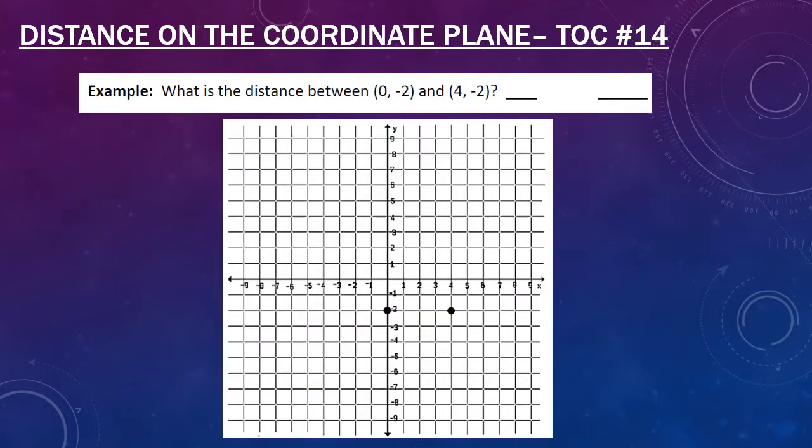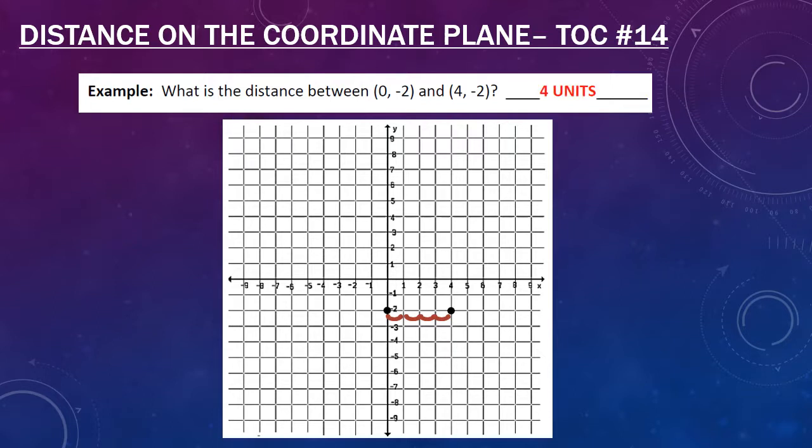So let's do an example. What is the distance between 0, -2, and 4, -2? So I've already plotted the points for you. If you look, 4, -2 is in the 4th quadrant, and 0, -2 is on the y-axis. And if I count those spaces, 1, 2, 3, 4, there are 4 units between them.